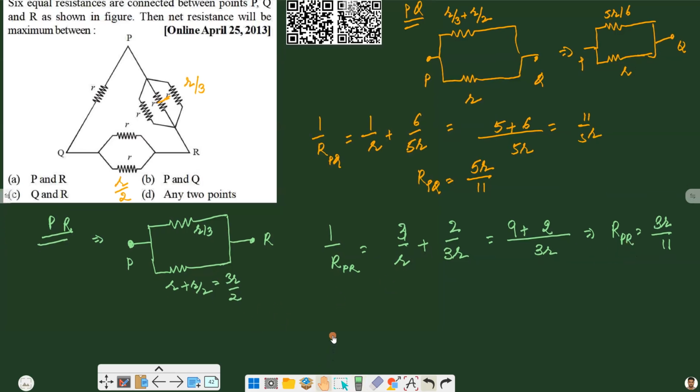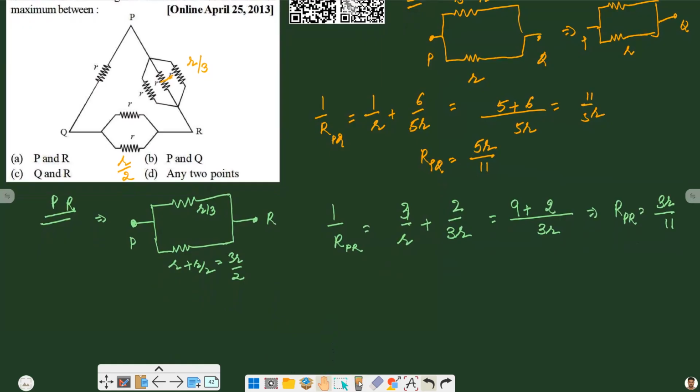And now moving to the last one, that is QR. Between QR, they are connected by R by 2 resistance, and they are in parallel with the series combination of R plus R by 3. So here we have Q, here we have R by 2 from both of these, QR, and R plus R by 3 from here. R plus R by 3 will be 4R by 3.